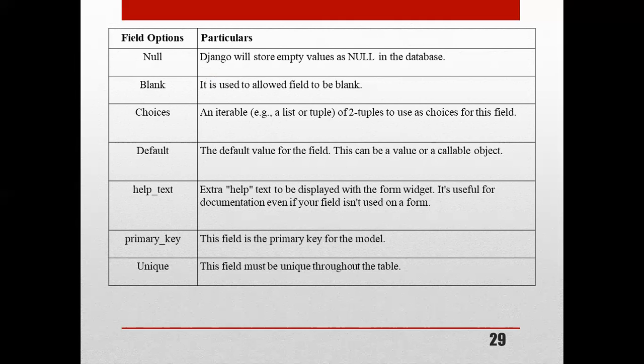Help underscore text: extra help text to be displayed with the form widget. It's useful for documentation even if your field is not used on a form. Then the primary key option, so this field is the primary key for the model. Then the unique option: this field must be unique throughout the table. If that value is set, like a threshold value, it should be unique throughout the table.